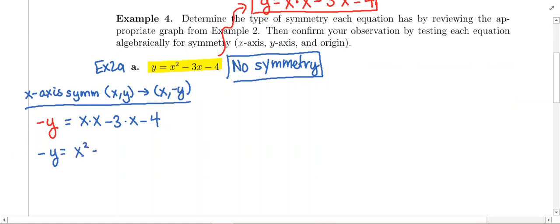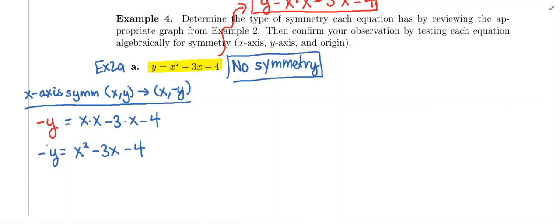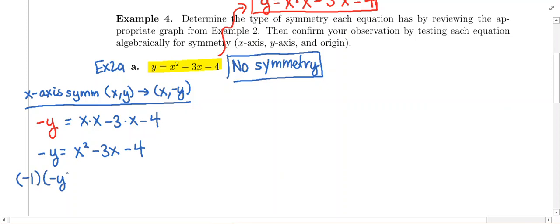This is x squared minus 3x minus 4. In order to compare it to the original equation, which is in yellow here, the yellow equation is solved for y. We have negative y right here, so to compare apples to apples, we need both of them to be in the format y equals. To get rid of this negative 1 in front of the y, I'm going to multiply both sides by negative 1. Whatever you do to one side, you have to do to the other.